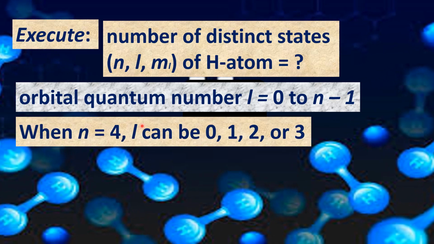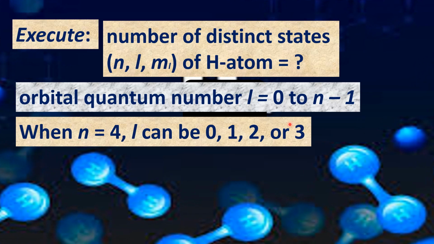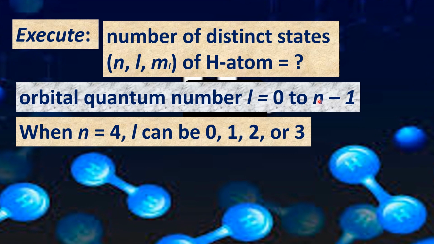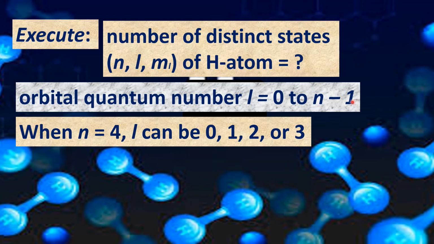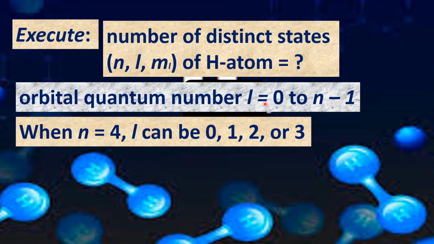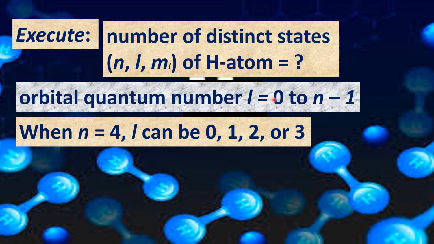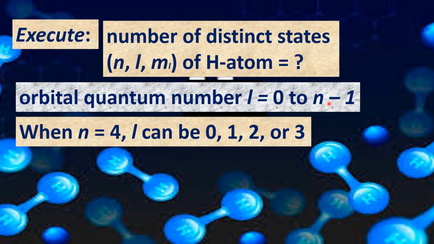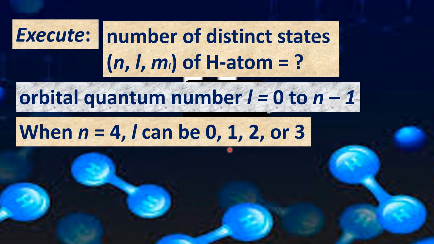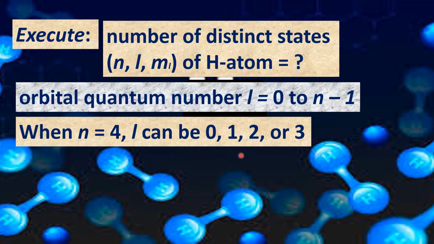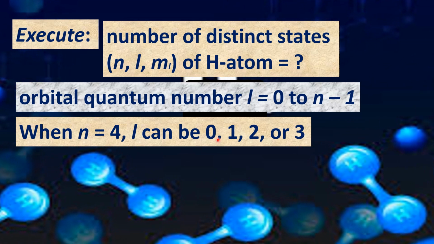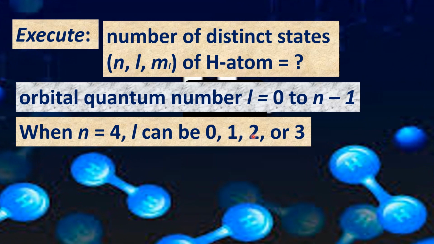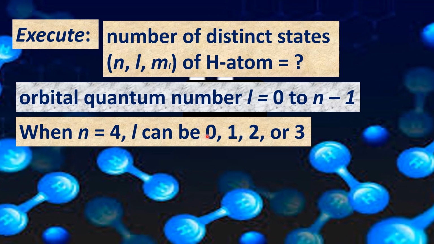So when n equals 4, substituting in this formula, that would be 4 minus 1, and that gives us 3, plus the first sublevel, that is 0, that gives us the number of sublevels equals 4. And these are: l could be 0, or l could be 1, 2, or 3.